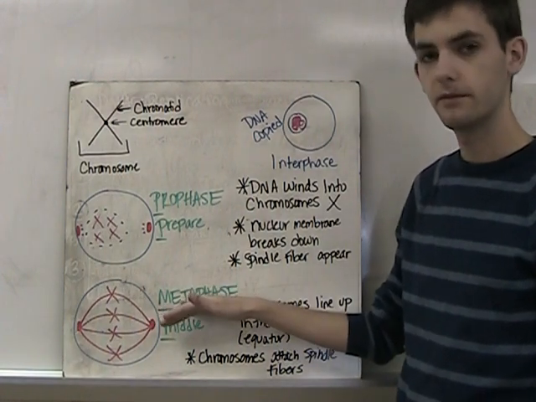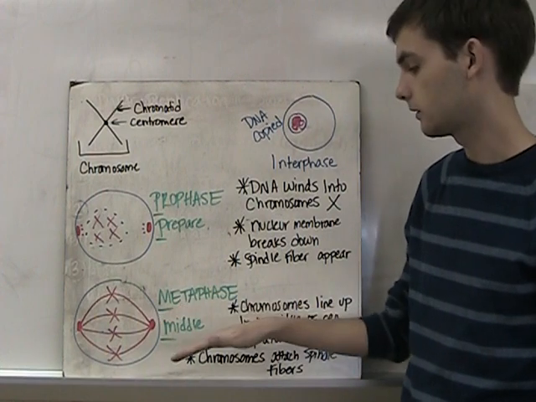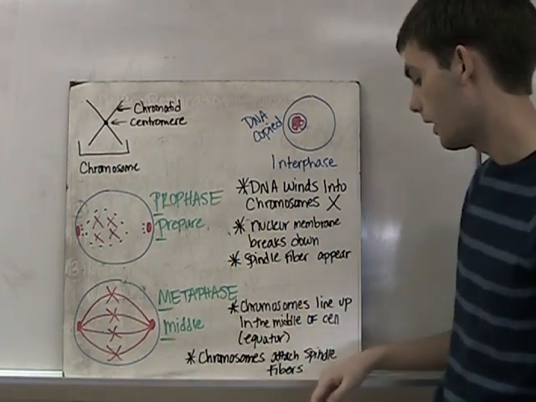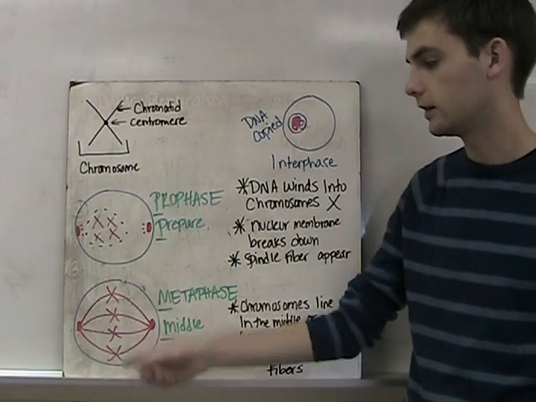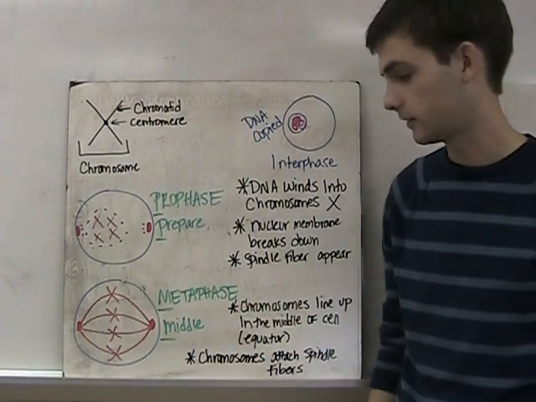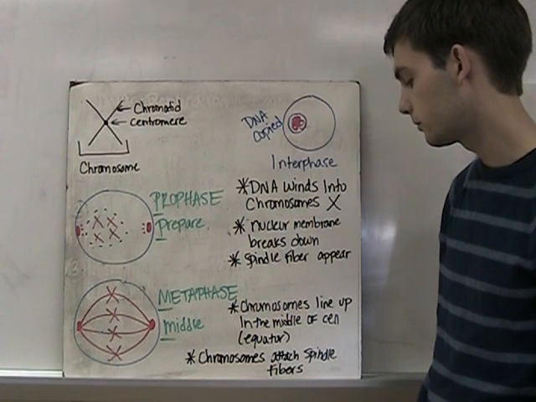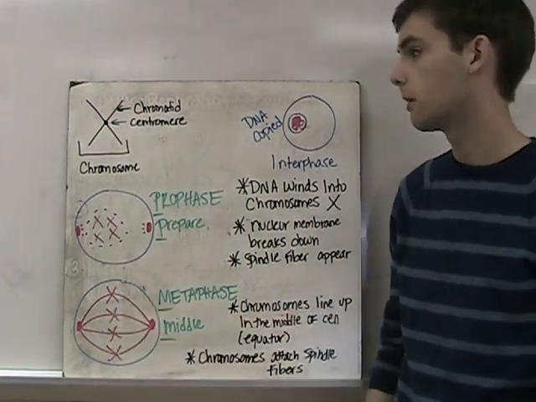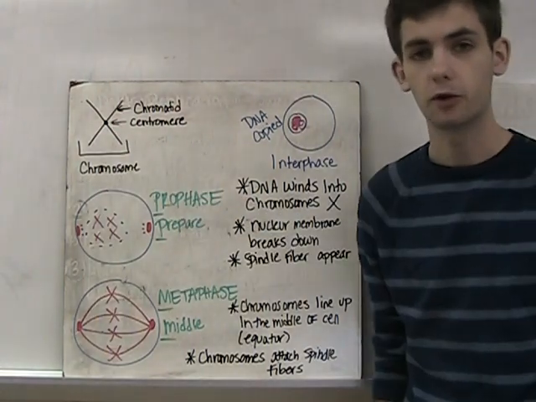The second phase is metaphase. This is when all the chromosomes align in the middle of the cell. We also know that as the equator of the cell. And chromosomes attach to the spindle fibers at the centromere. Remember, the centromere is the middle of the chromosome.